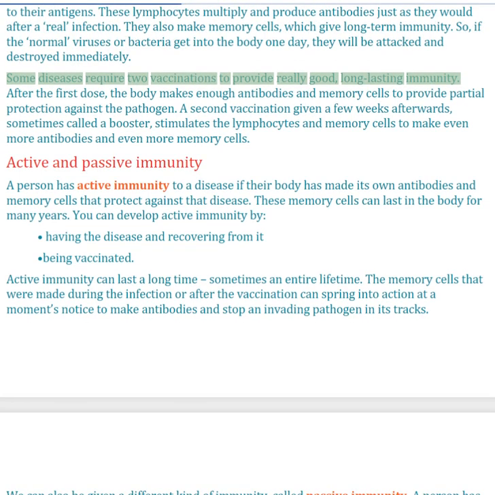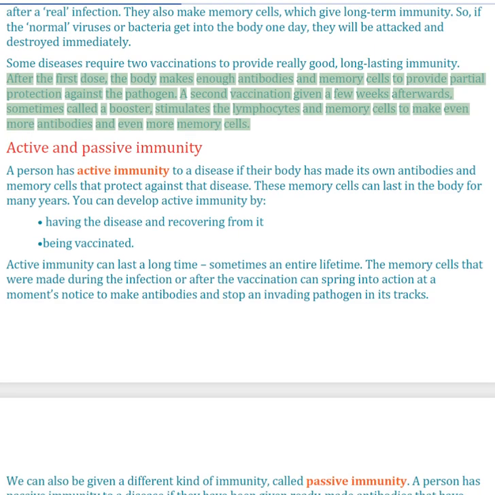Some diseases require 2 vaccinations to provide really good, long-lasting immunity. After the first dose, the body makes enough antibodies and memory cells to provide partial protection against the pathogen. A second vaccination given a few weeks afterwards, sometimes called a booster, stimulates the lymphocytes and memory cells to make even more antibodies and even more memory cells.